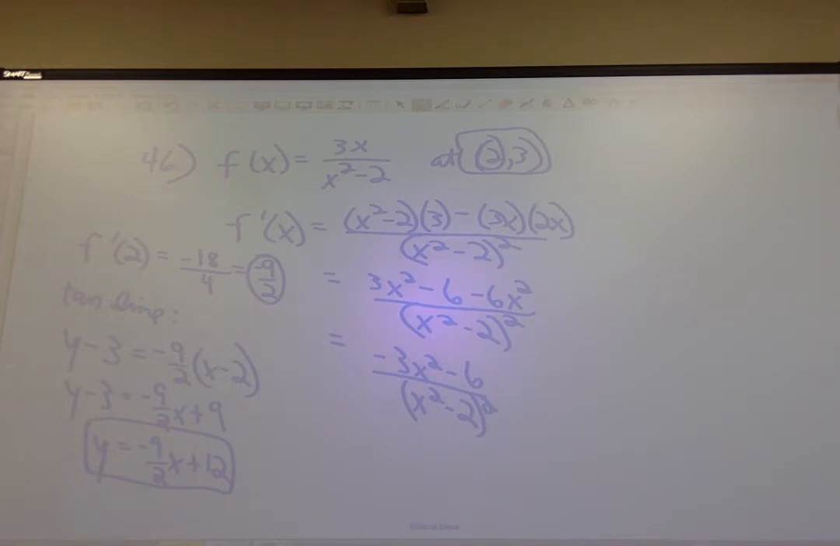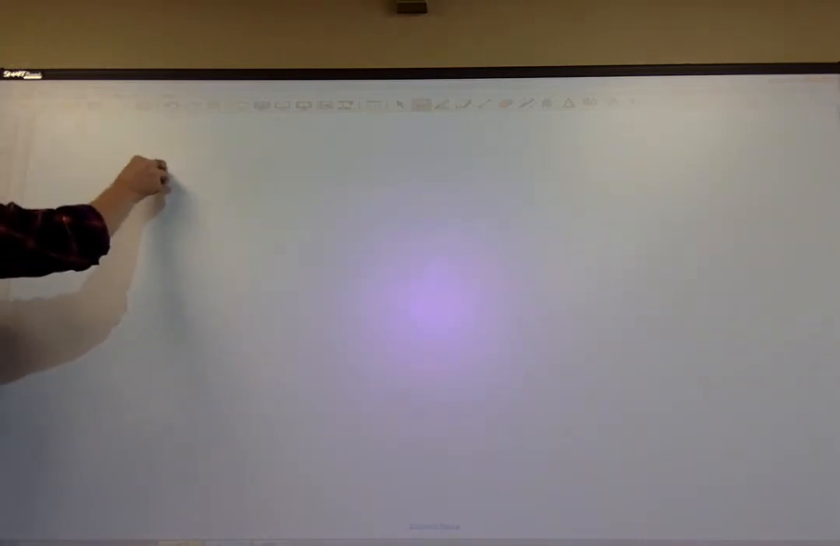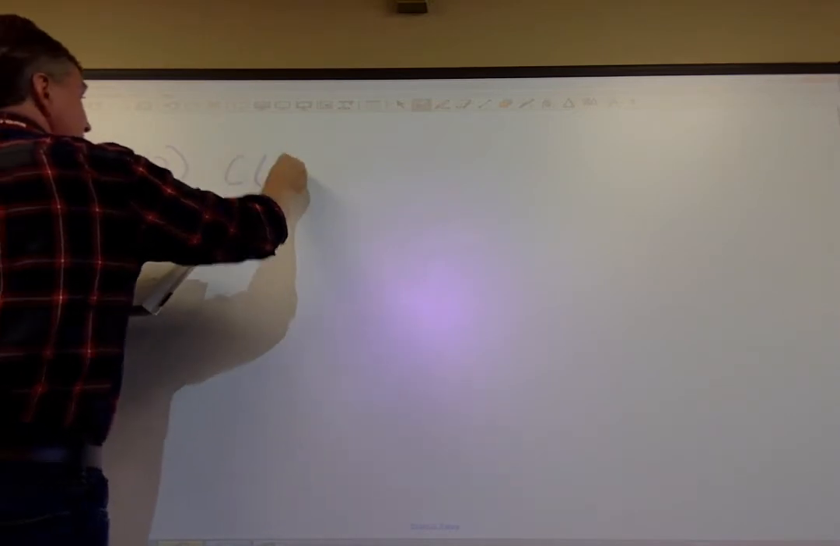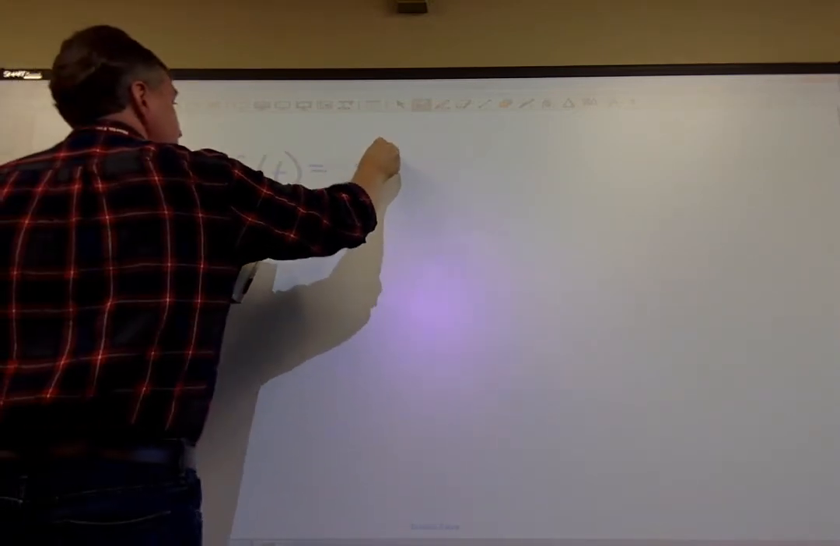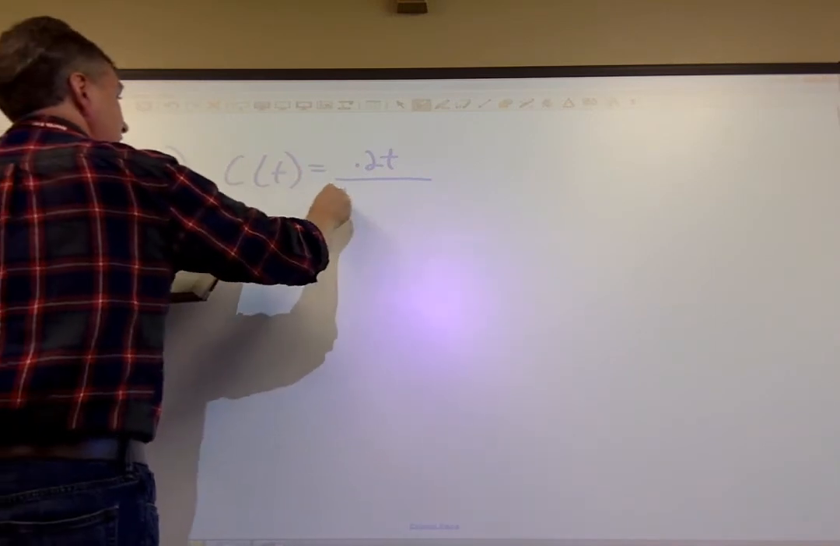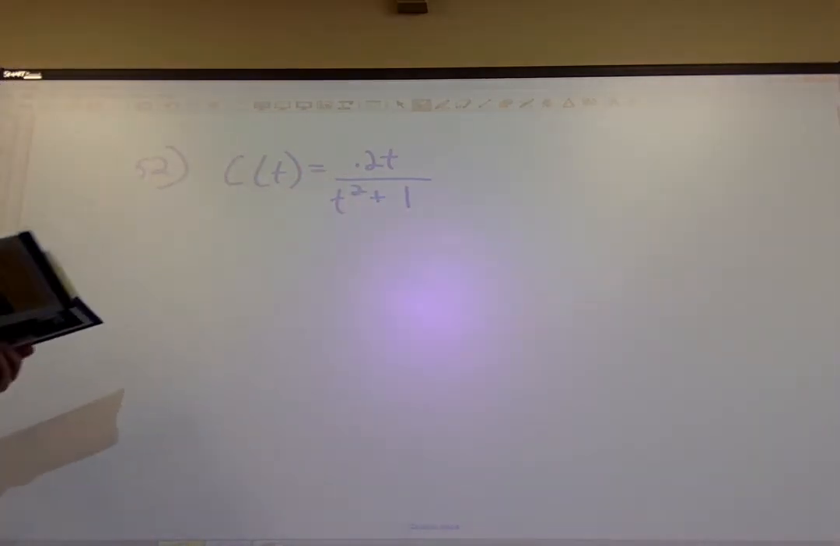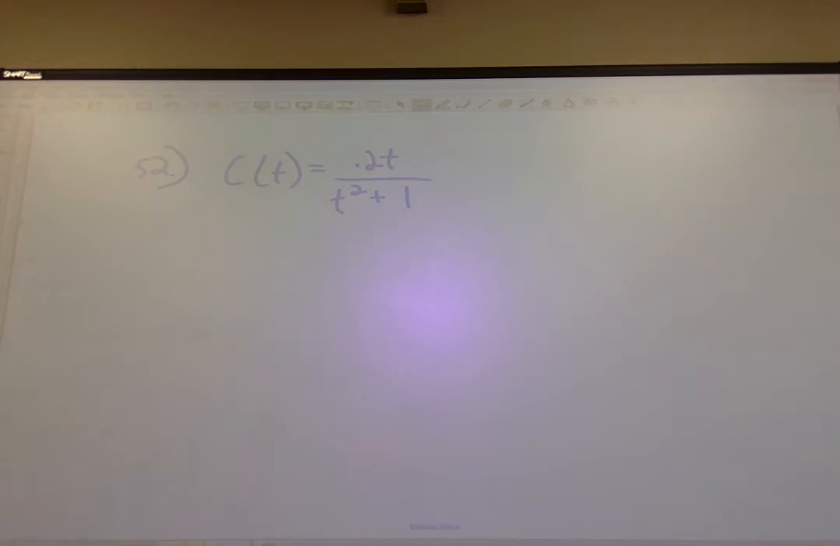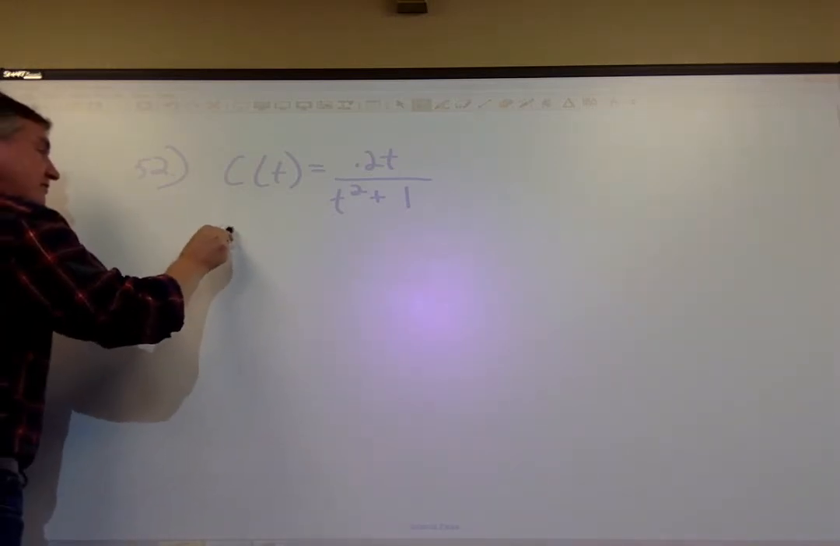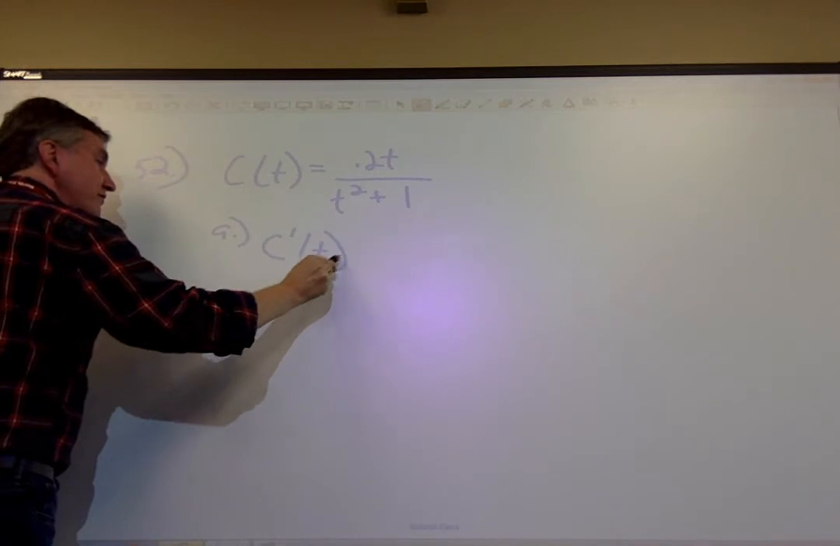Another pretty good question is 52 that I picked out. 52 says, concentration of a certain drug in a bloodstream is given by the function c of t, 0.2t over t squared plus 1. Find the rate at which the concentration of the drug is changing with respect to time. What are they asking me to find in part A? Yes, c prime of t, the derivative.